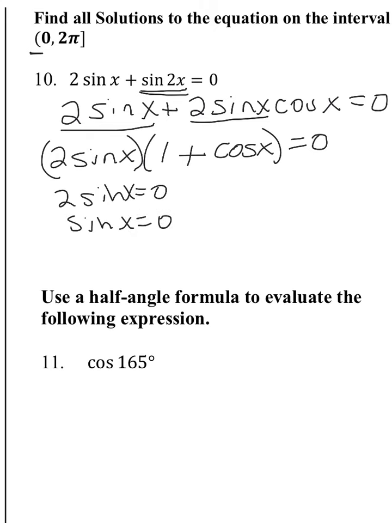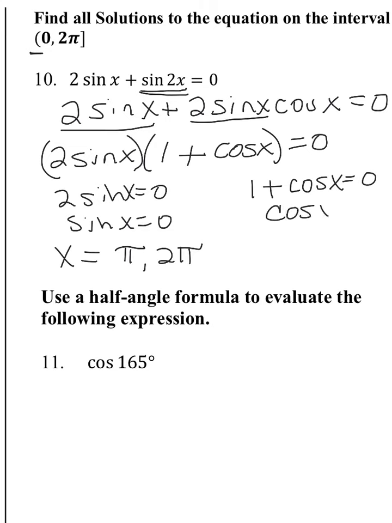Now I want to look at my unit circle and ask, where is sine x equal to 0? The angle where sine is equal to 0 is at angle pi and 2 pi. Okay, let's solve for the other one. 1 plus cosine x equals 0. Subtract 1 from both sides, I get cosine x equals negative 1. Now I ask myself, where in my unit circle is cosine equal to negative 1? That would be where x equals pi. And those are our solutions. Final answer.